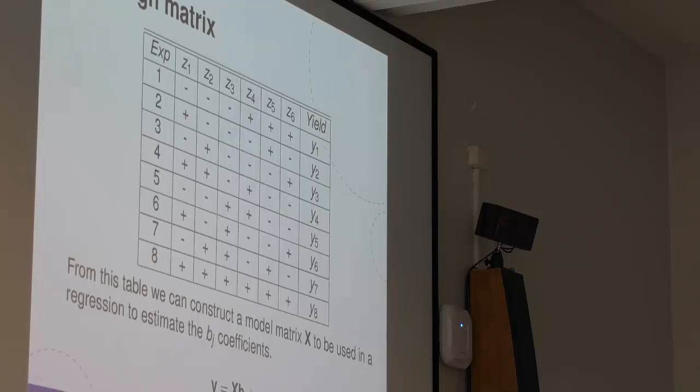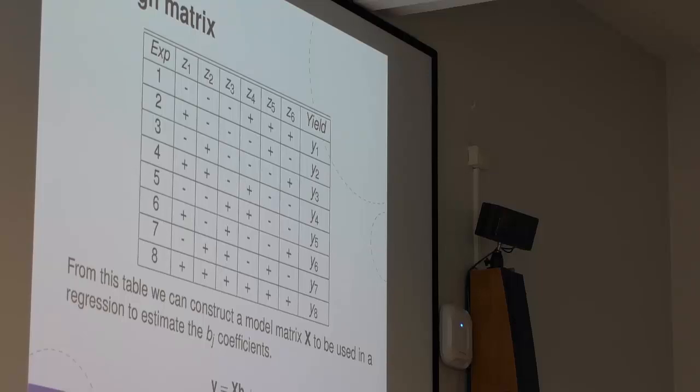After you've been to the lab, you have the responses, which we assume are the yields. Then you can perform regression, and regression will tell you how the different factors influence the yield. The B coefficients will address Z1, Z2, Z3, and so on. If it's a positive value, you know that if you increase that factor, it will increase the yield. If it's negative, increasing it will reduce the yield.